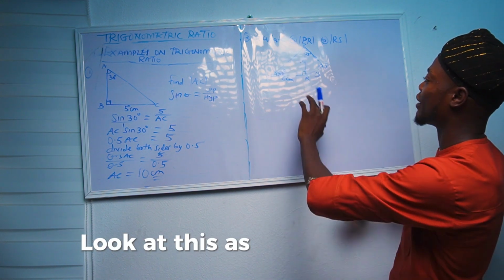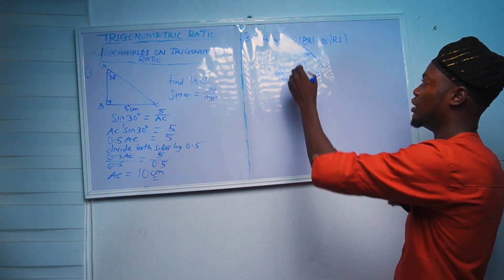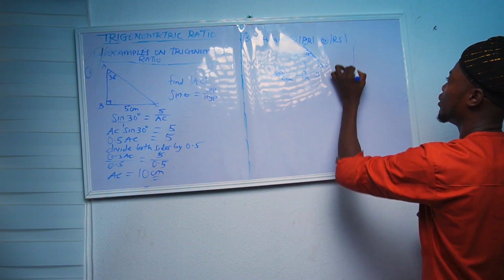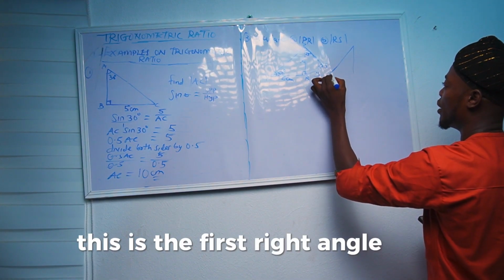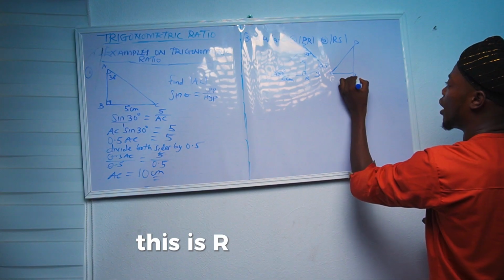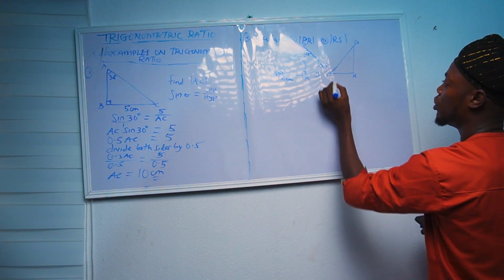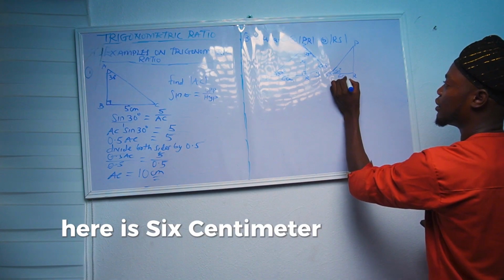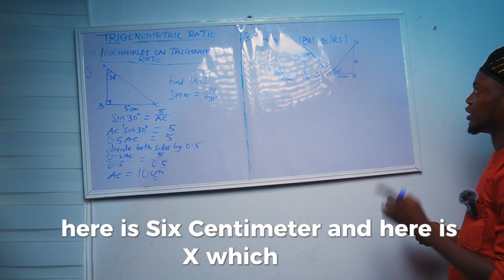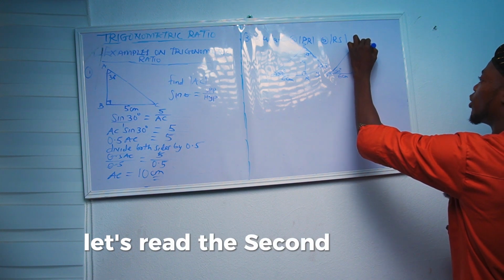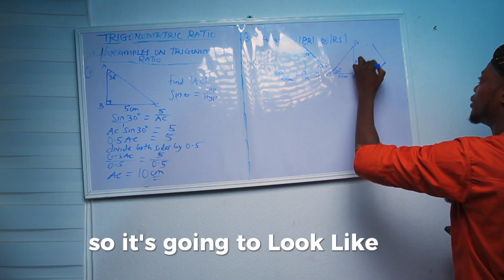Look at this as two right angles. This is the first right angle here. Let's try and split it. This is P, this is R, and this is Q. So here is 50 degree. Here is 6 centimeter, and here is X, which is PR. And the second one, let's split the second one also. So it's going to look like this.